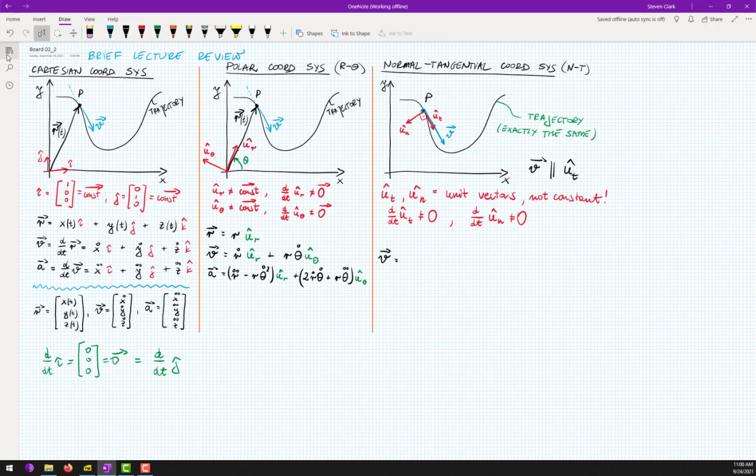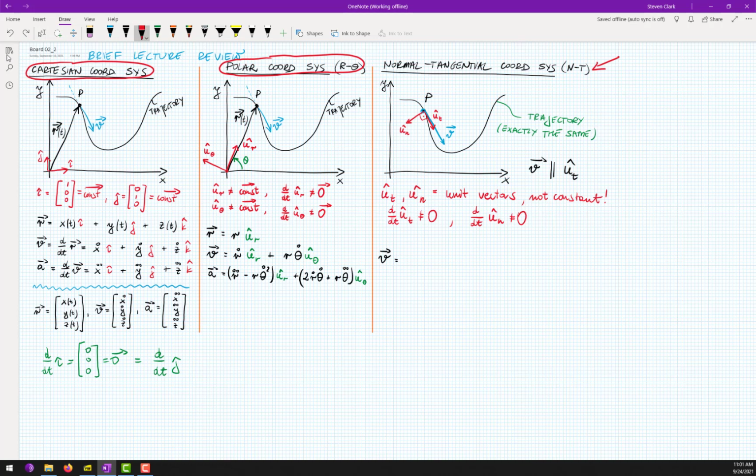So today I would like to compare Cartesian, polar, and normal tangential coordinate systems. You know that these are three ways to describe the motion in 2D, maybe even in 3D. Just to remind you, I know that I'm repeating myself for the 17th time this semester: the Cartesian coordinate system has i and j, unit vectors that are constant. That's it.